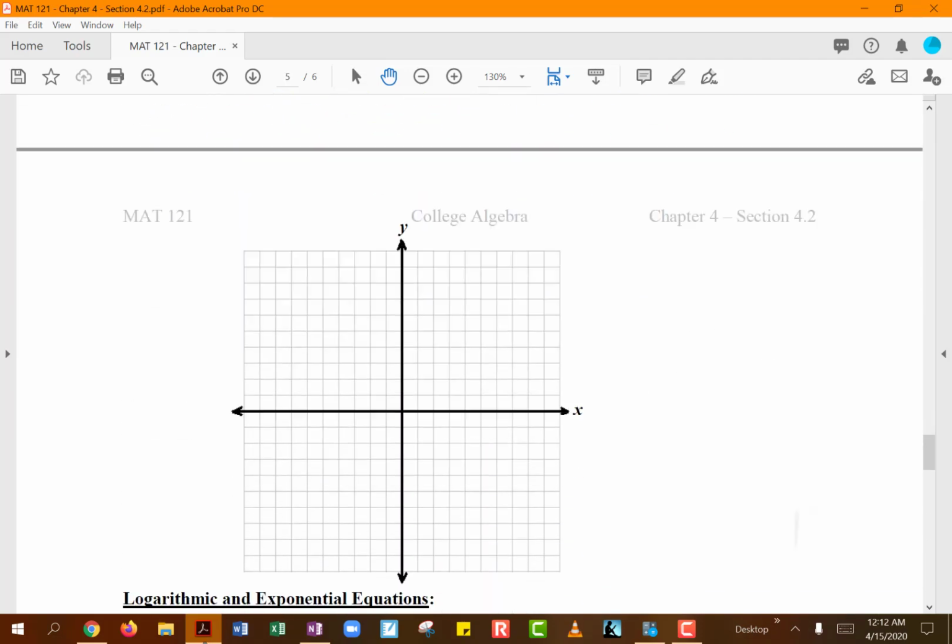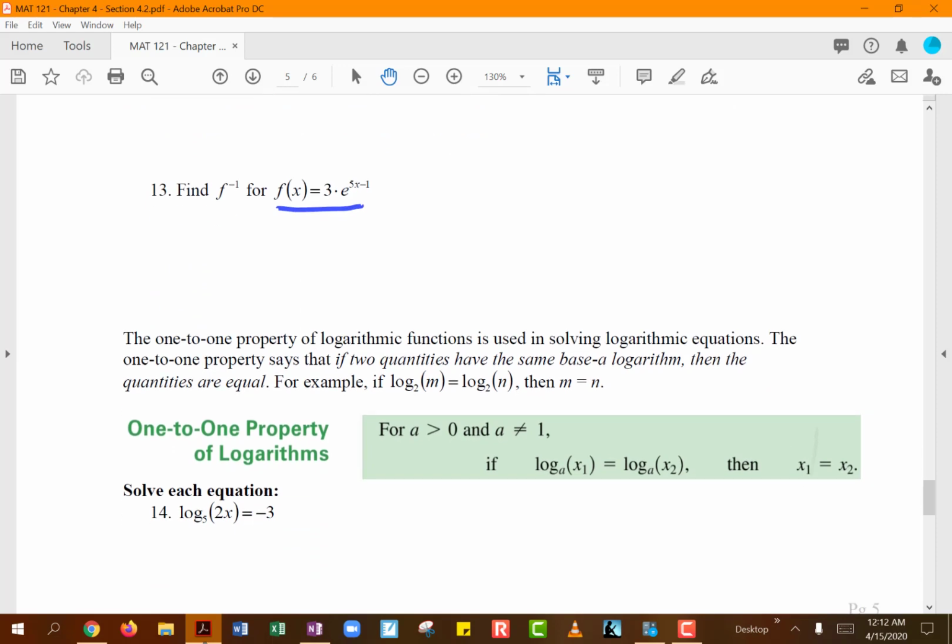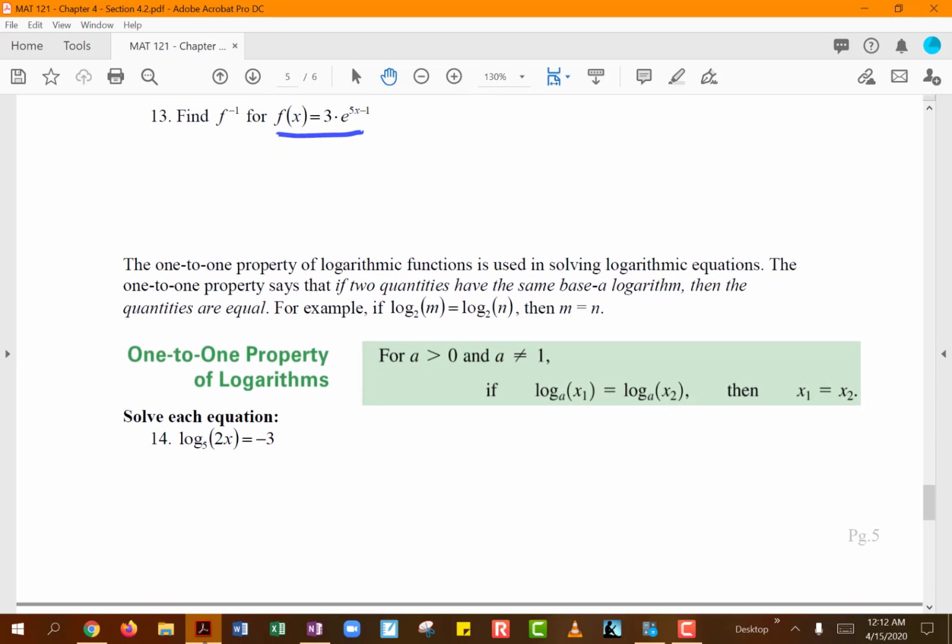Okay. Now, just like we had used the one-to-one property of exponential functions to solve exponential equations, you can use the one-to-one property of logarithmic functions also to solve the logarithmic equations. Okay. So basically, the one-to-one property says that if two quantities have the same base a logarithm, then you can basically say those two quantities are equal to each other. So if you have log of base a here and log of base a here with values of x1 and x2, so we can basically say if both the logarithms have the same base, then x1 is going to equal x2. Okay?